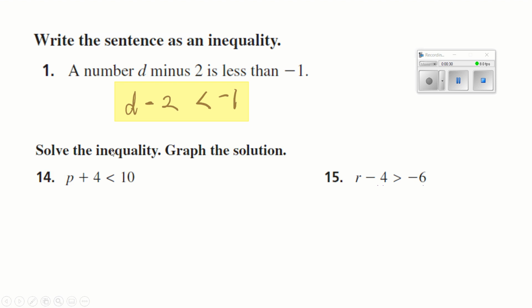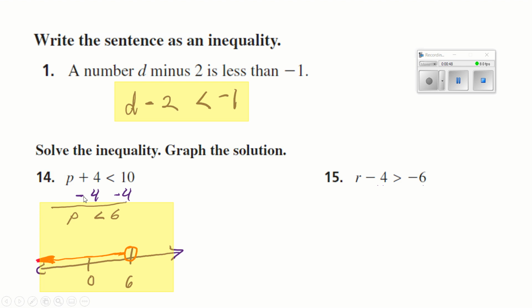All right. So solve the inequality, graph the solution. If I did this one, I'm going to subtract 4 from both sides. When I do, I'm going to get 10 minus 4, and that's going to give me a 6 over here. So P will be less than 6. On my graph, I will show a number line. My line will be at 6. And since P is less than it, it will be an open circle with an arrow pointed toward the left.